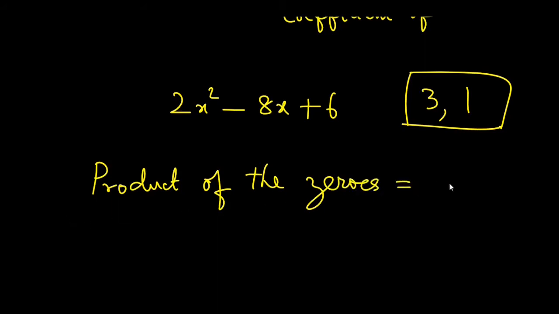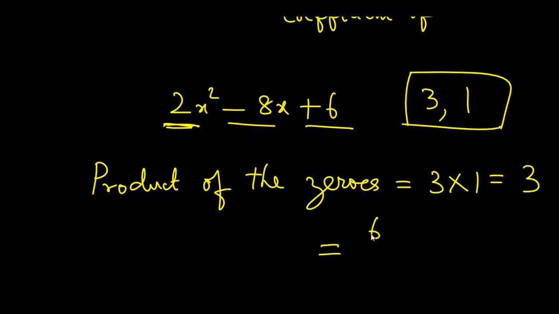Product of the zeros is 3 into 1. It is 3. Then observe the coefficients of the polynomial. The coefficients are 2, -8 and 6. How do we get 3 here from the coefficients?